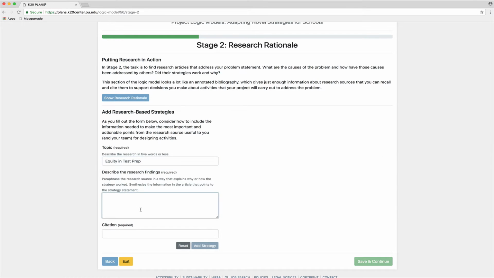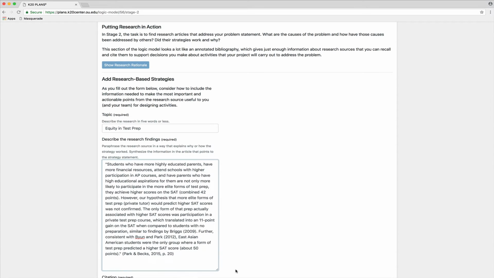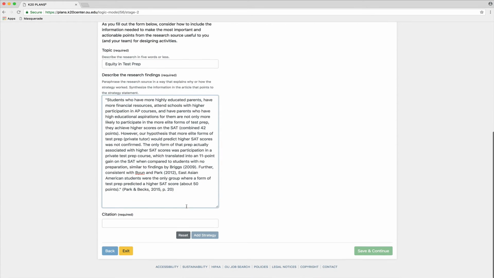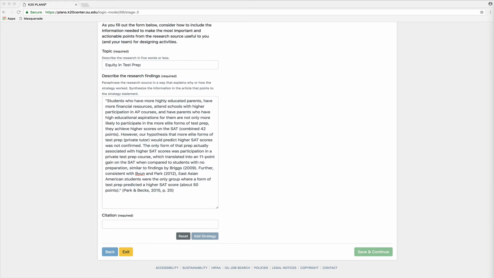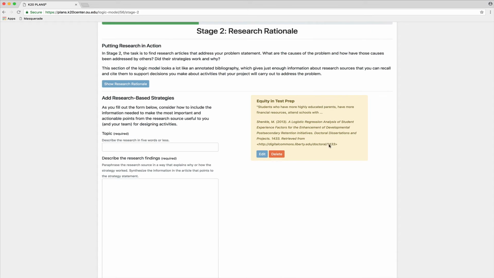This topic is not necessarily the title of the article. It's really just what is it about, what's a really concise few words you can use to remember what that strategy is that you're going to be using to inform your activities. Add strategy, and then you get it into a little card like this.